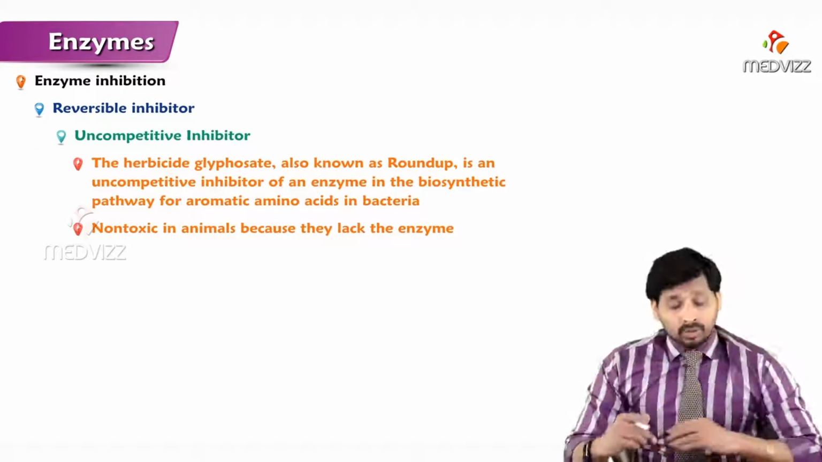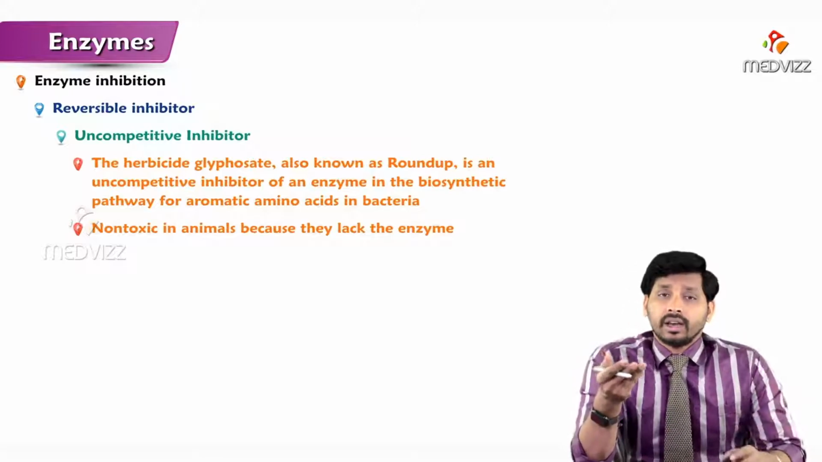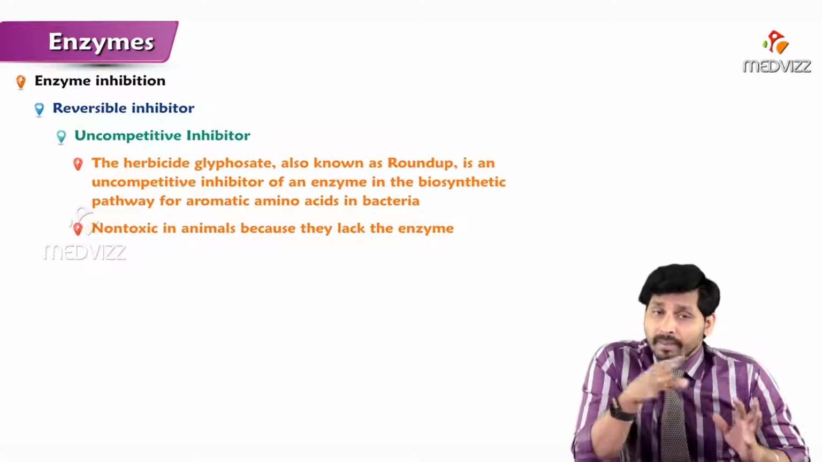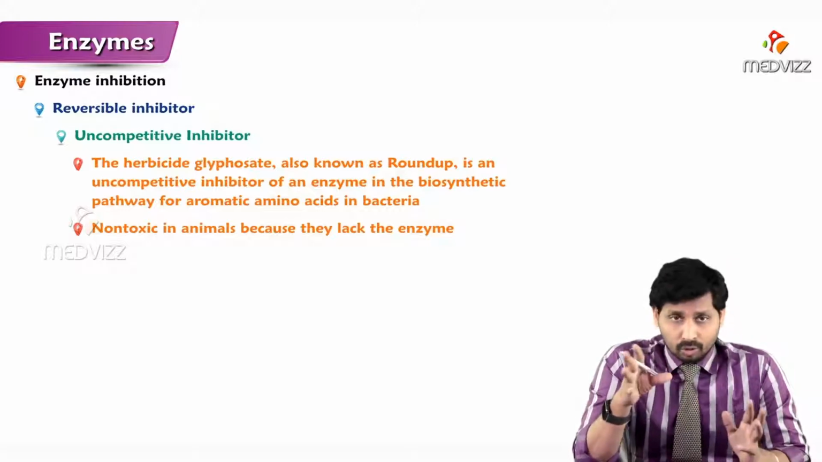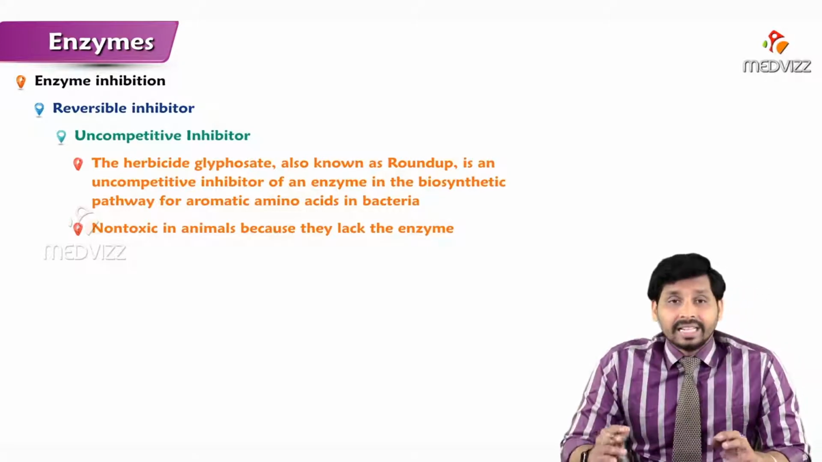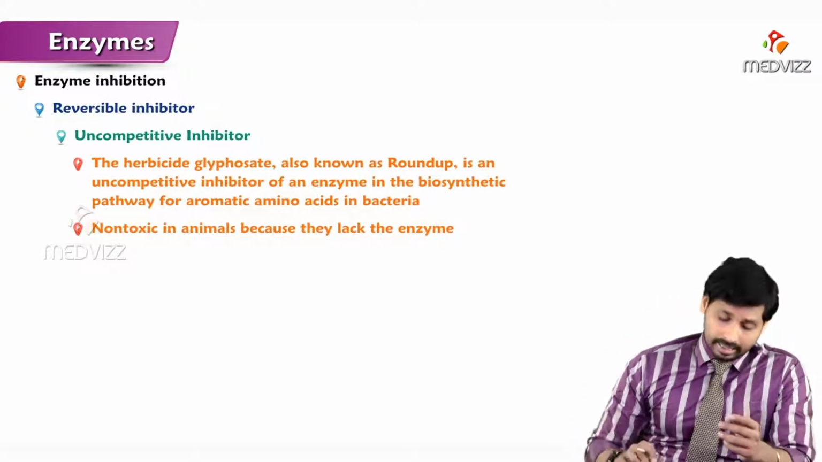Coming to the examples, the herbicide glyphosate, also known as Roundup, is an uncompetitive inhibitor of an enzyme in the biosynthetic pathway of aromatic amino acids in bacteria, not in humans. It is non-toxic to animals because they lack the enzyme.